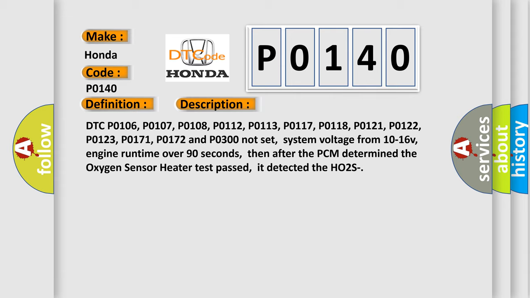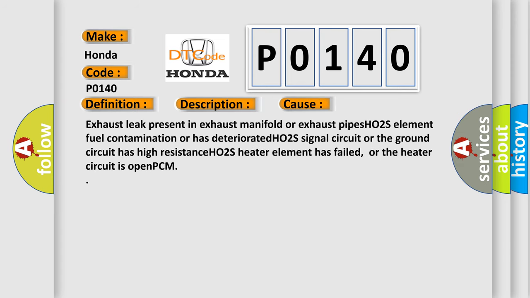DTC P0106, P0107, P0108, P0112, P0113, P0117, P0118, P0121, P0122, P0123, P0171, P0172 and P0300 not set, system voltage from 10 to 16 V, engine runtime over 90 seconds, then after the PCM determined the oxygen sensor heater test passed, it detected the HO2S. This diagnostic error occurs most often in these cases: exhaust leak present in exhaust manifold or exhaust pipes, HO2S element fuel contamination or has deteriorated, HO2S signal circuit or the ground circuit has high resistance, HO2S heater element has failed, or the heater circuit is open, PCM.